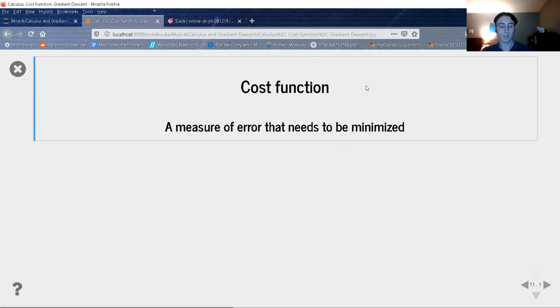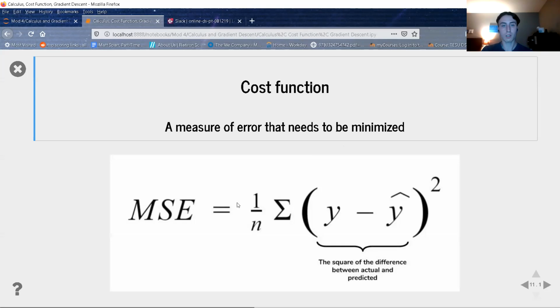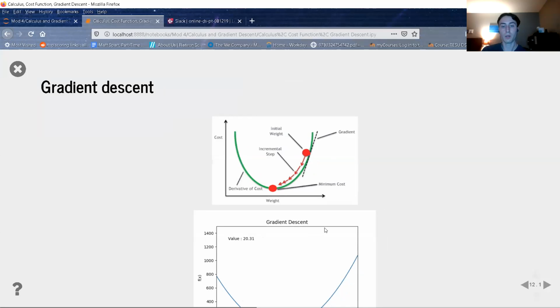So in the case of a linear regression, our cost function could be the mean squared error, because that's ultimately what we're trying to minimize. We want to minimize the squared average distance between all the different points. So this would be the formula for mean squared error here. It's just 1 divided by the number of data points, times the sum of all the squared differences between our actual and predicted values. So now bringing in gradient descent. See if I can bring this up.